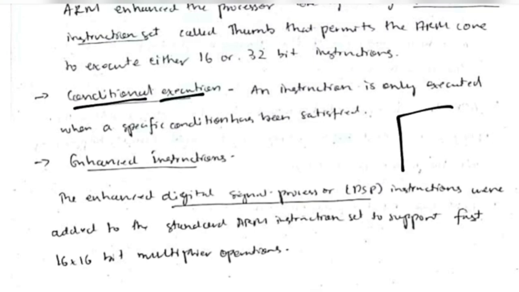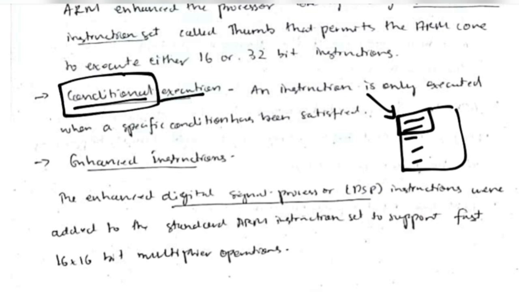See, all the instructions will not be executed in the ARM philosophy, only those instructions which are truly necessary will be executed. How will the processor know if it's necessary or not? It will be specified by a condition, like suppose if n is greater than 0, only then should that instruction be executed, okay.